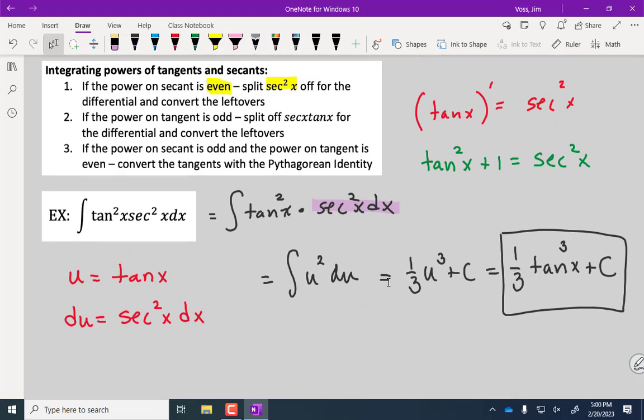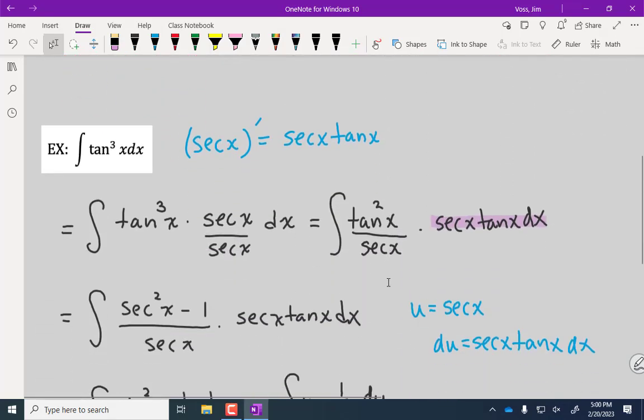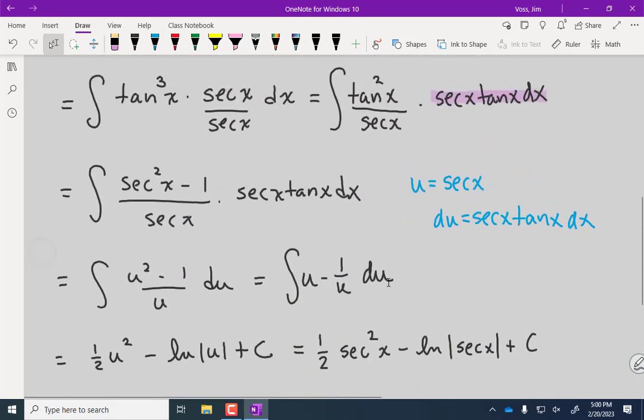If we have neither of those options, so if the power on secant is odd and the power on tangent is even, then we're going to convert using the Pythagorean identity. If neither of those cases work, then just go straight to substituting with the Pythagorean identity.